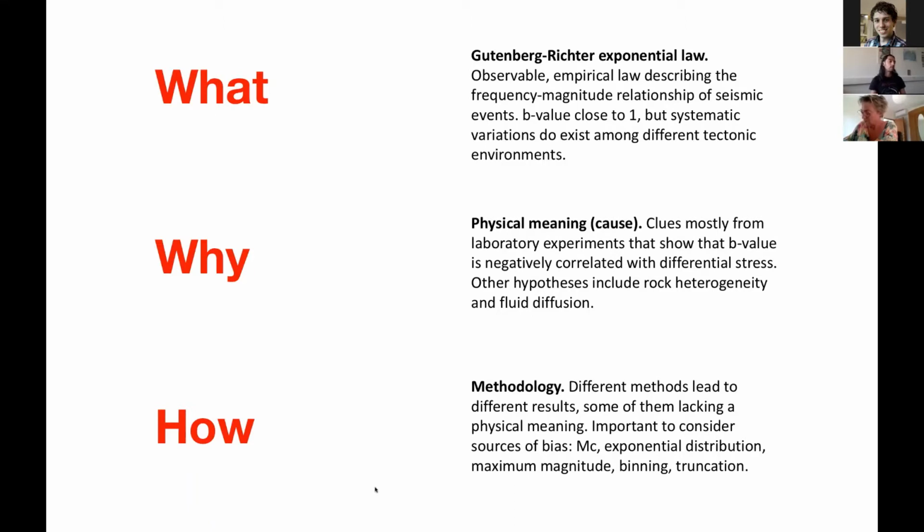such as the magnitude of completeness, whether it is an exponential distribution or not, which seems something obvious to check, the maximum magnitude, the binning that we use when we are processing the data, and also any truncation that might exist in the higher end of the distribution. So the what, it's pretty clear. The why, we have no idea, and I think we cannot answer this question yet. And the how, it's something that we need to really be careful about.